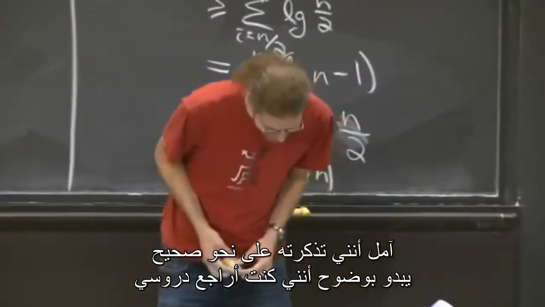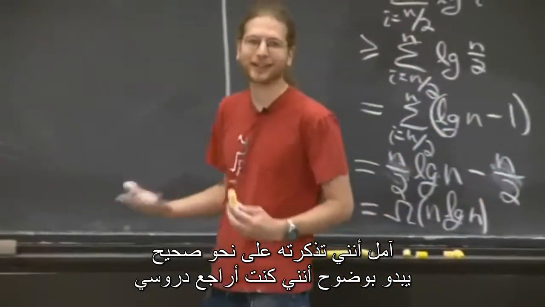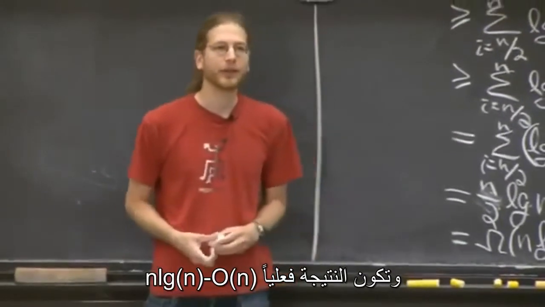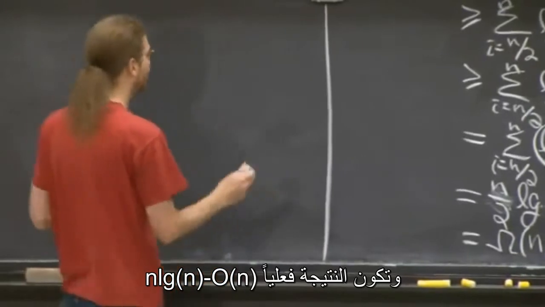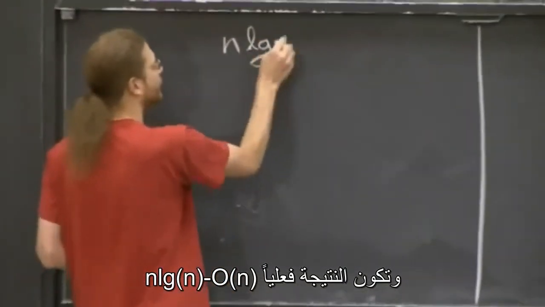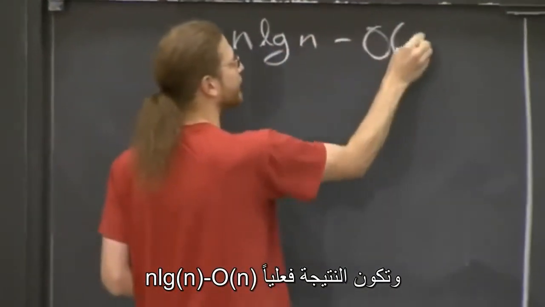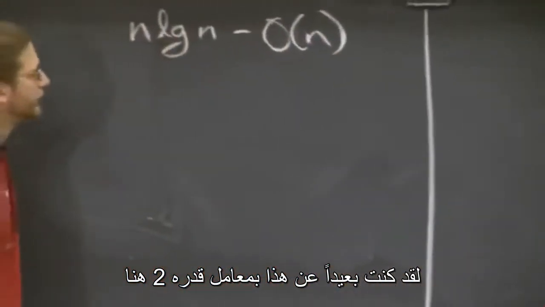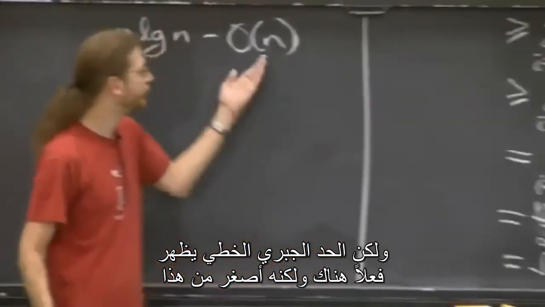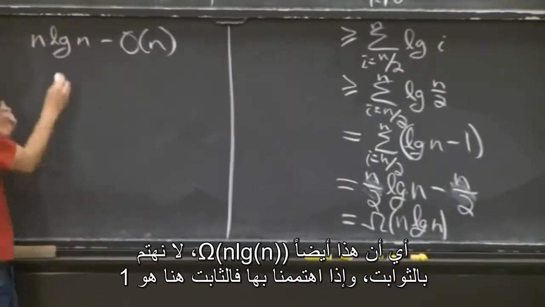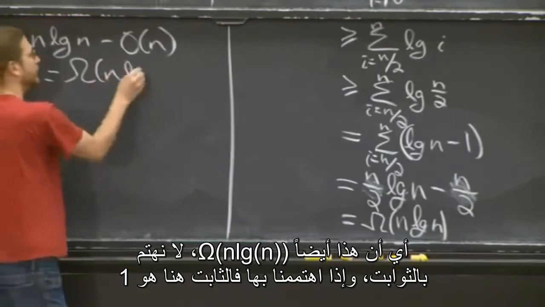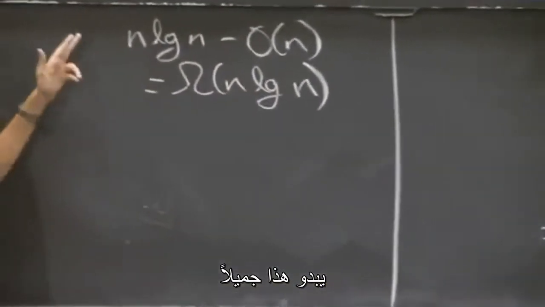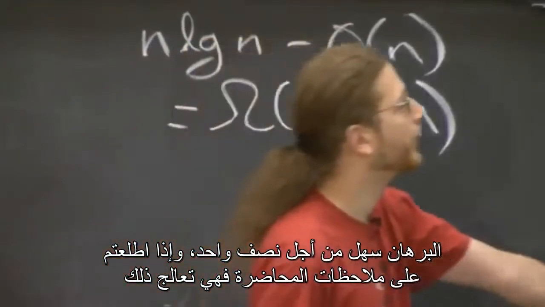Clearly, I've been studying. And you take logs of that, and you do the same thing, log of a product is the sum of the logs. And you end up with the right answer, which is actually n log n minus order n. So I was off by a factor of 2 here. But the linear term does appear. But it's smaller than this. And this is also omega n log n. So if you don't care about constants, it doesn't matter. If you care about constants, the constant is 1. Kind of nice. Easy to prove at 1/2.